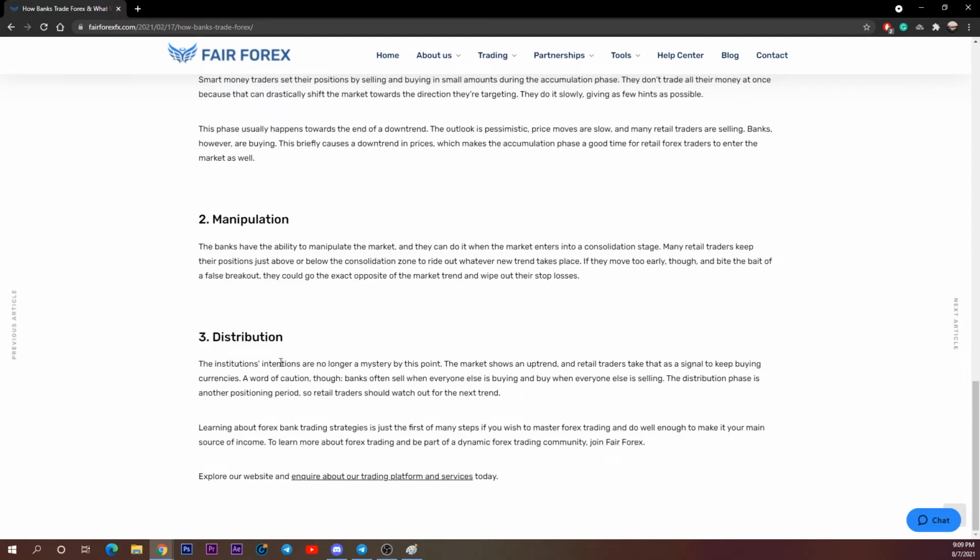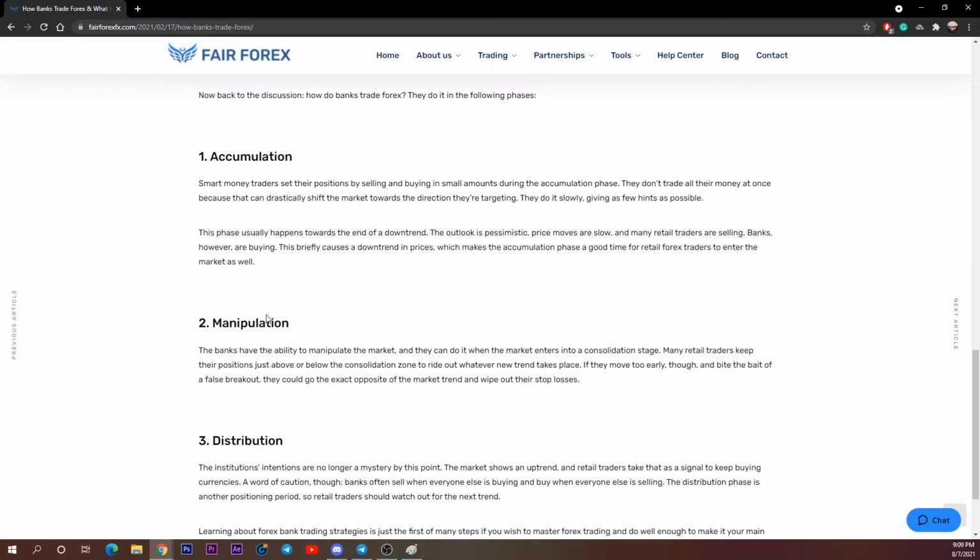Distribution, that's them getting out of those accumulated orders and reaching supplies. Okay, so it's stated right here: accumulation, manipulation, distribution. You as a trader, what do you want to do? If you want to become a consistent trader, if you're really serious about trading, this is how you become profitable. If you're really serious about trading, right? You as a trader, you have to learn these things.